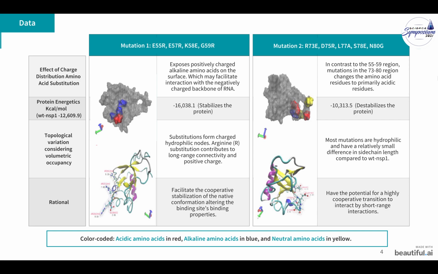The rationale we arrive at for mutation 1 is that mutation 1 facilitates cooperative stabilization of native conformation, altering binding sites' binding properties, while mutation 2 has the potential for a highly cooperative transition to interact by short-range interactions.